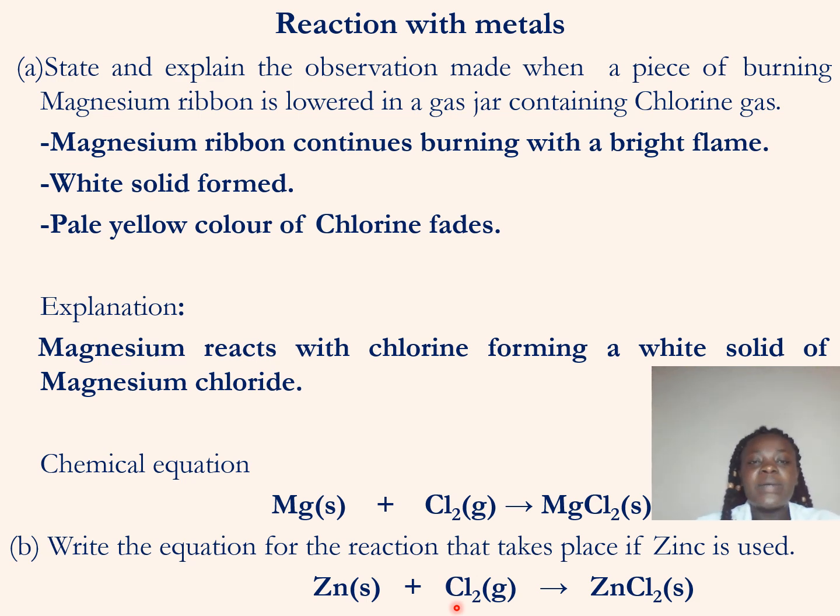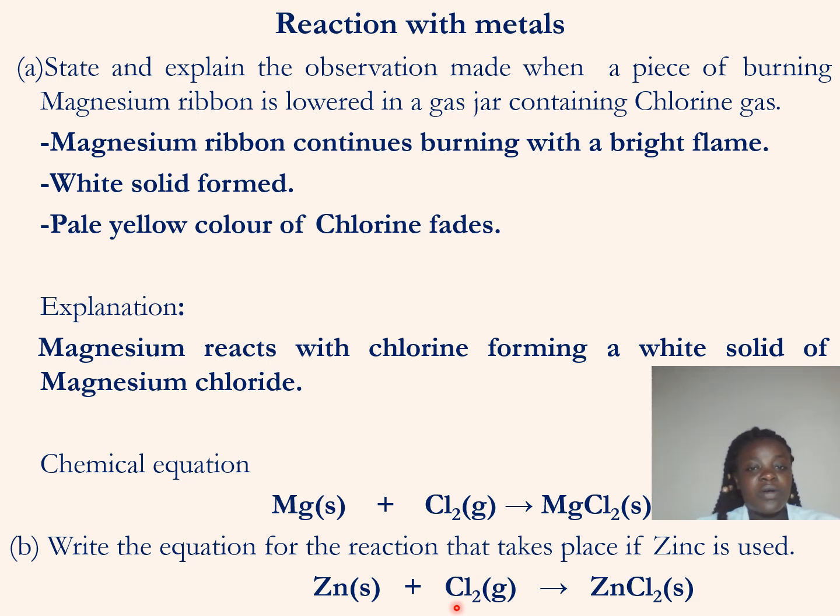So first, magnesium ribbon continues to burn. This is with a very bright flame. Second, a white solid will be formed, or a white powder will be formed. Then the pale yellow color of chlorine gas fades, meaning magnesium will react with chlorine to give a product, which is the white solid.